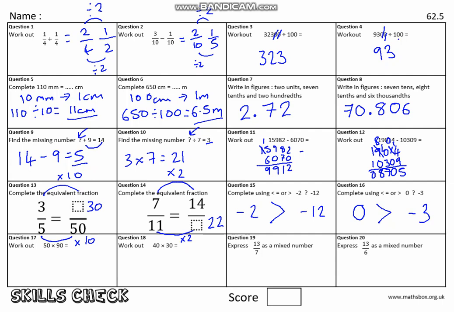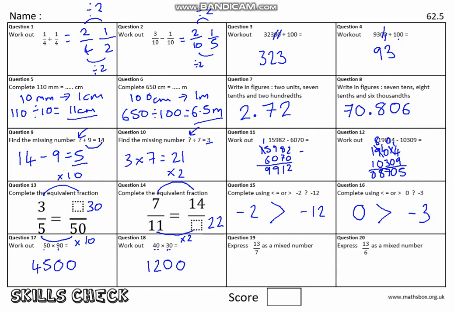Up next then, so we've got 50 times 90. So we're going to do 5 times 9 is 45, and then we're going to add in our 2 missing zeros. That's the easiest way of doing that one. Same for this one then, we're going to do 4 times 3 is 12, and then add in those missing zeros. So 1200 is our answer.